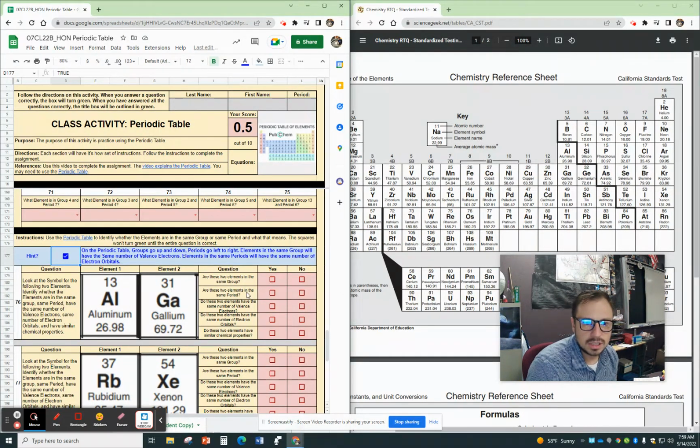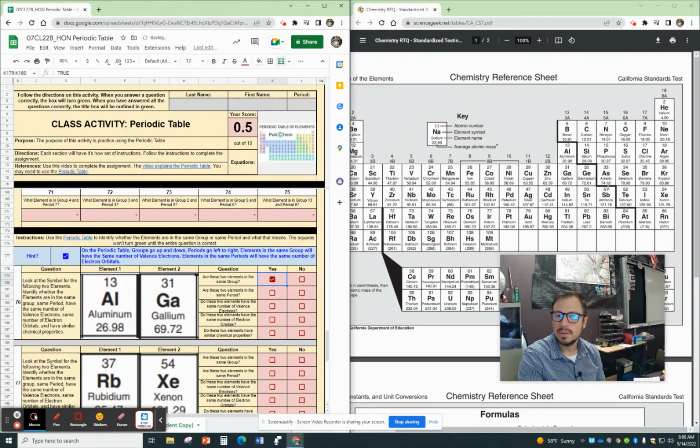So let's just take a look at this, right? Are these two elements in the same group? So let's find aluminum and gallium, right? And I chose these two because gallium is the element that Dmitri Mendeleev predicted when he was coming up with his periodic table, the modern periodic table that we use. So aluminum is right here, number 13. Gallium is one below it. So yeah, they are in the same group.